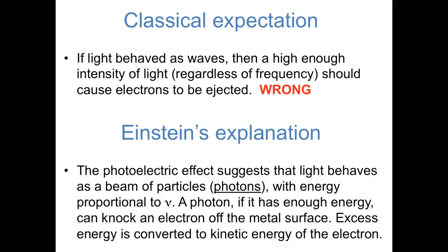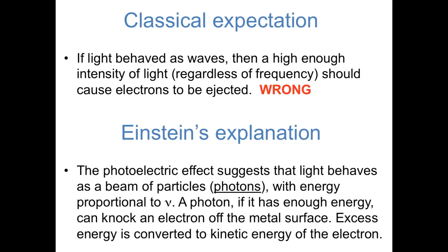So, we need a fundamentally new idea to explain this, and it was Albert Einstein who came up with that idea. Einstein's idea was that what the photoelectric effect is telling us is that light is not really behaving as waves in this case, it's really behaving as a beam of particles, and those particles are now called photons, where the energy of each of those photons is proportional to the frequency of the light.